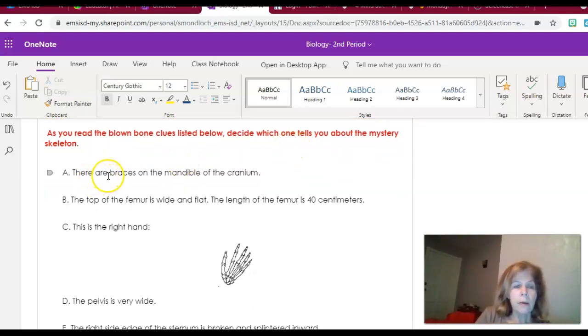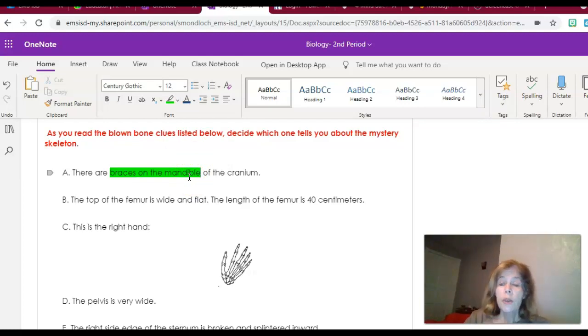So we see that there are braces on the mandible. Okay. Now, you may not know what a mandible is, but in your resources, you do have a skeleton with the bones labeled. So if you didn't know what a mandible was, I would probably highlight that, make it bold, and underline it so I could go look up.